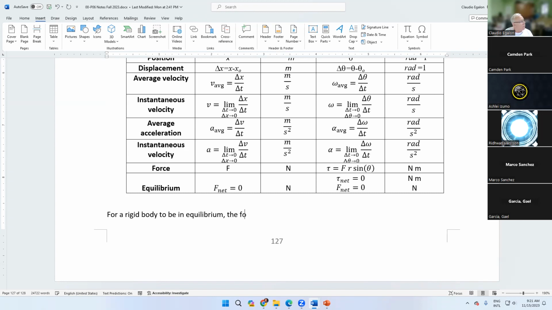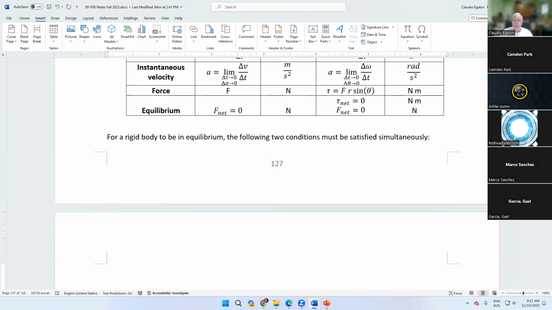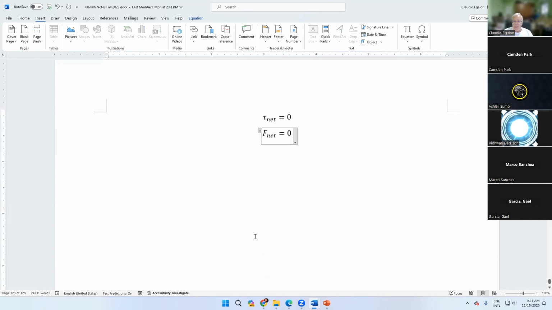The following 2 conditions must be satisfied simultaneously. It's not just that the net torque has to be equal to 0. You also have to have net force equal to 0. And by the way, you can have a net torque equal to 0, but a net force not equal to 0. Okay? It's possible.